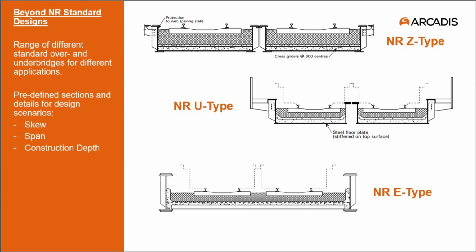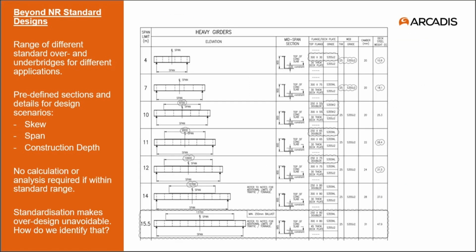Those would be acceptable ranges of span, skew angle, construction depth from rail, and applied loading. And that's all specified for the range of arrangements covered by the standard design. The sections and design details for each standard arrangement can then simply be read off the design tables produced by Network Rail and submitted by the designer.